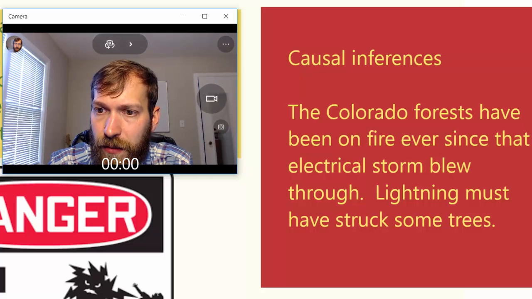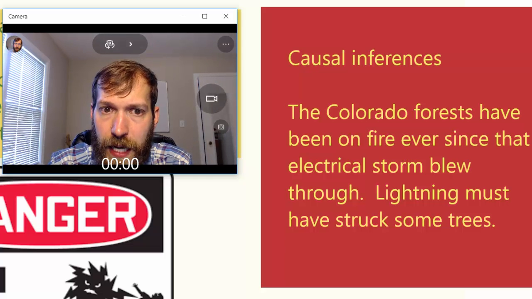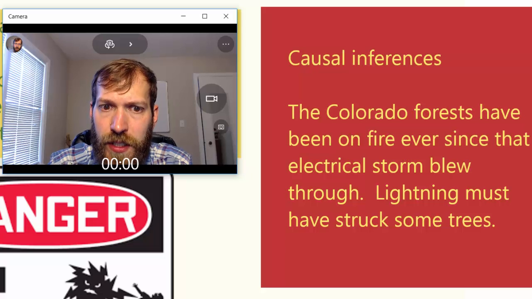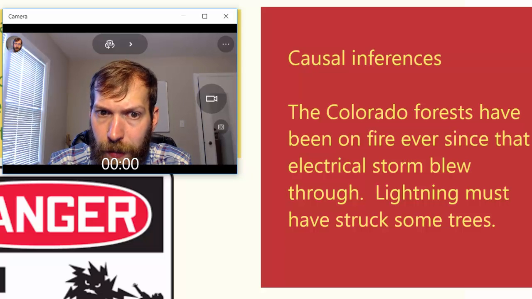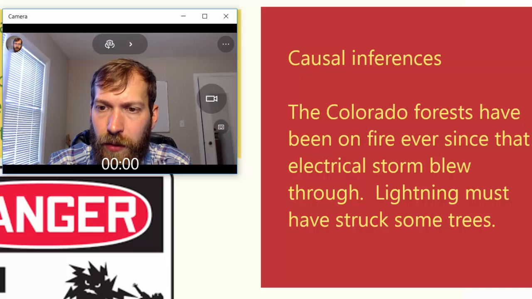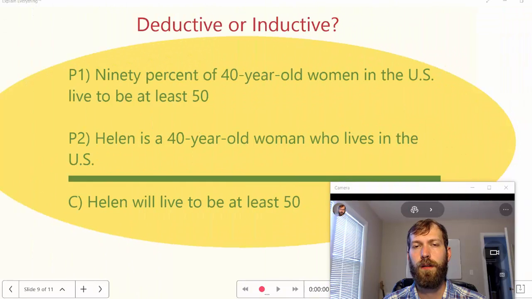So just because these premises are true here in my example, and because of these causal relationships, it'll still be an inductive argument, not a deductive argument. It's not in a position to guarantee the conclusion with 100%, which is what you need for a deductive argument. So let's use the information that we've been covering to decide whether arguments are deductive or inductive.